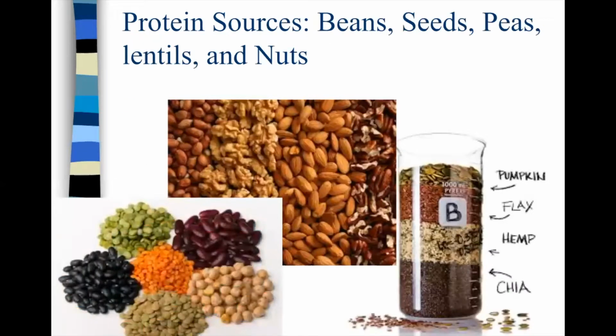These are some pictures of plant proteins. Here you've got seeds in this beaker, you've got nuts in the middle, and then you've got some legumes and lentils. Seeds usually have 6 to 10 grams of protein per serving. Legumes usually have 5 to 10 grams per serving, and nuts, depending on which nut, might have 4 to 8 grams per serving.